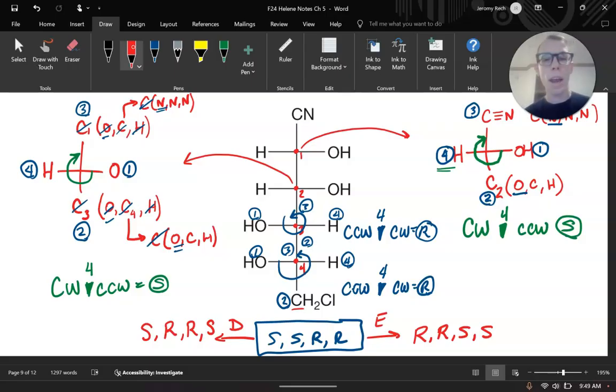We're going to go ahead and stop there. In our next video, we're going to spend a little bit of time talking about how we go from Newmans to zigzags to Fishers and back and forth between them. And then in class, we'll spend a bunch of time doing a lot more practice on determining R and S of Fisher projections, as well as comparing 2 different Fisher projections and thinking about whether or not they are enantiomers, diastereomers, meso compounds, and so on and so forth. So I will see you in the next one.